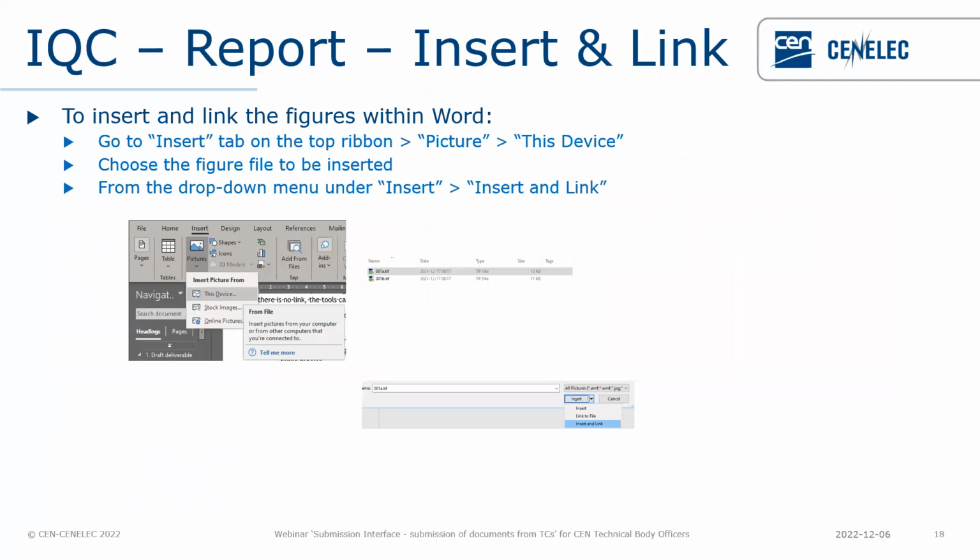And in order to link the figures properly within the Word document, once you click on the top ribbon Insert, you have the Picture button that you can click, and browse your device for the image you want to link. And then from the Insert button, the little arrow, you click on it and choose Insert and Link.